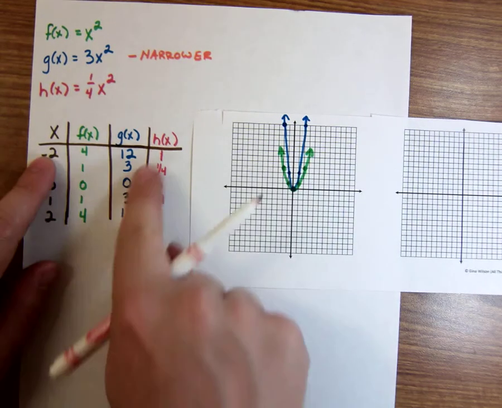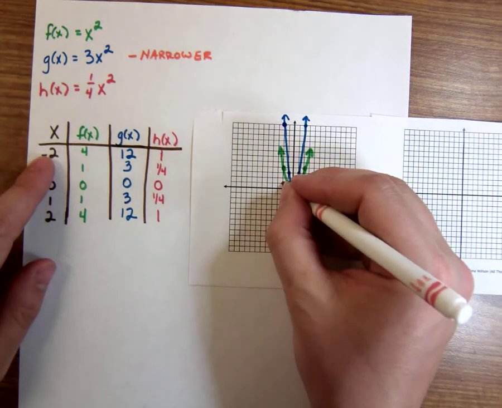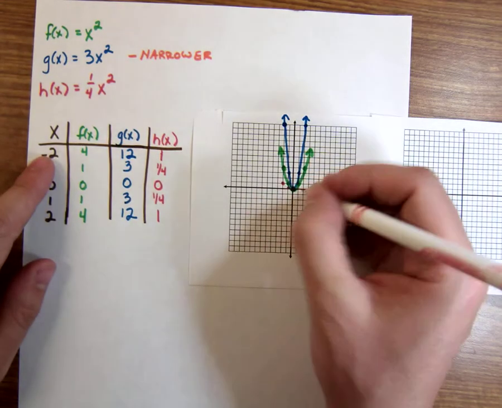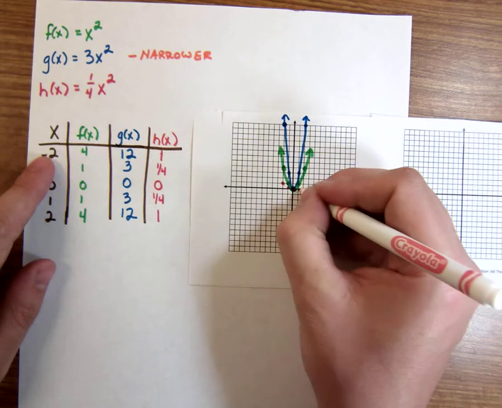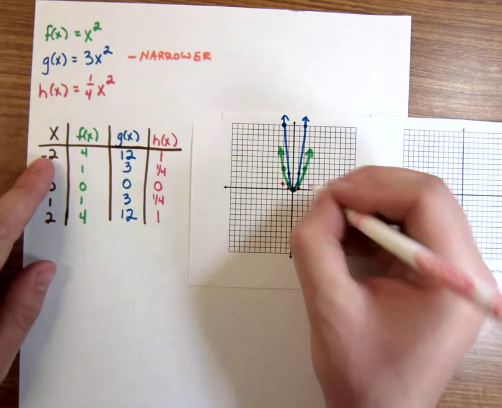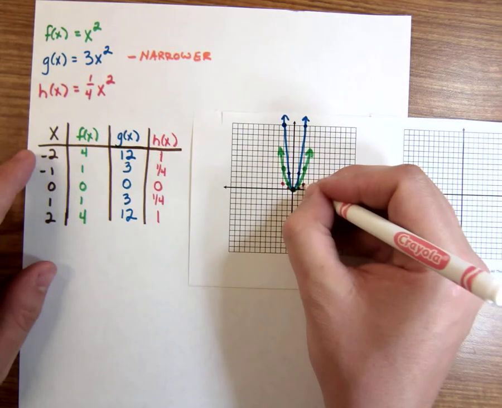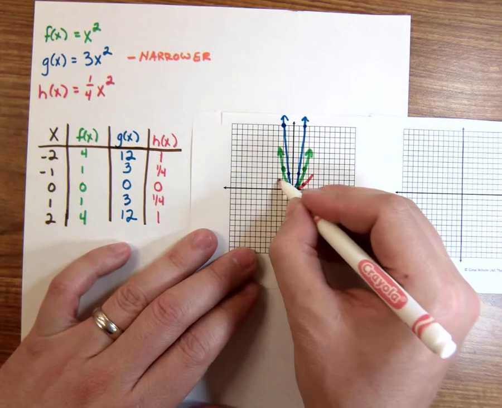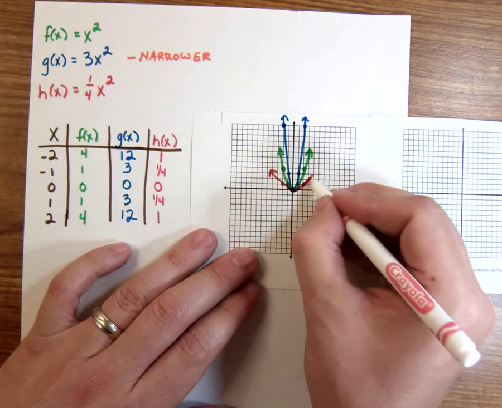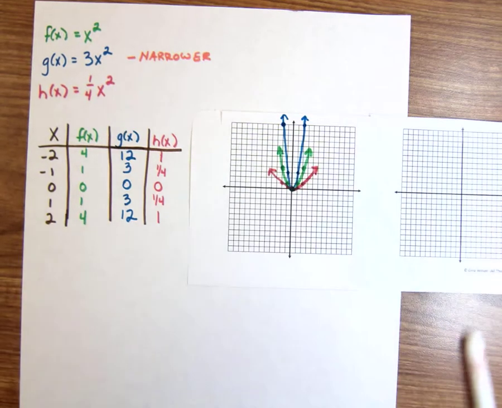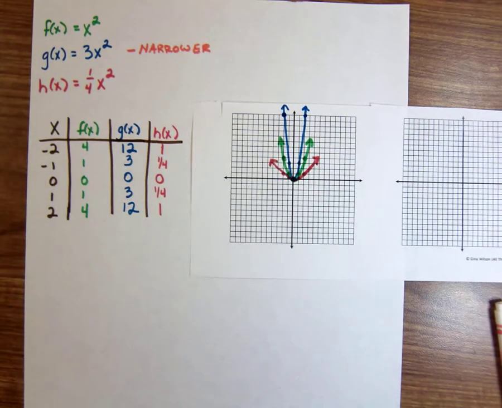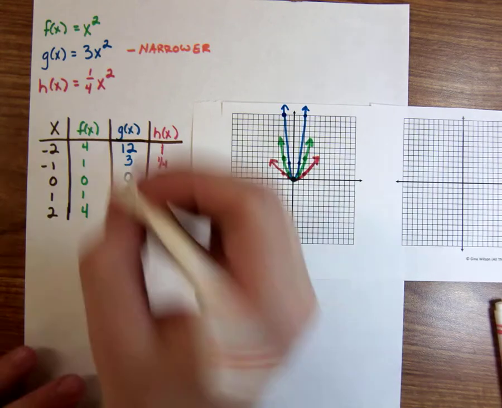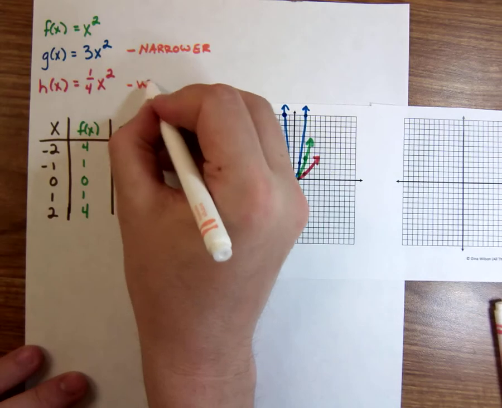So negative 2, 1 is the first point. Negative 1, 1/4 we'll have to estimate. There's 0, 0. Positive 1, 1/4. And then 2, 1. And indeed, that is a wider graph. It's kind of a cute little face we made, isn't it? So this is wider.